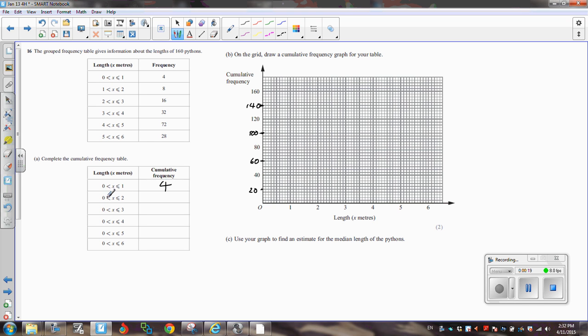How many between 0 and 2? So how many pythons are less than 2 meters long? Well, that's 4 plus 8, which is 12. How many are between 0 and 3? So how many pythons are less than 3 meters long? Well, that's 4 plus 8 plus 16, which is 28.